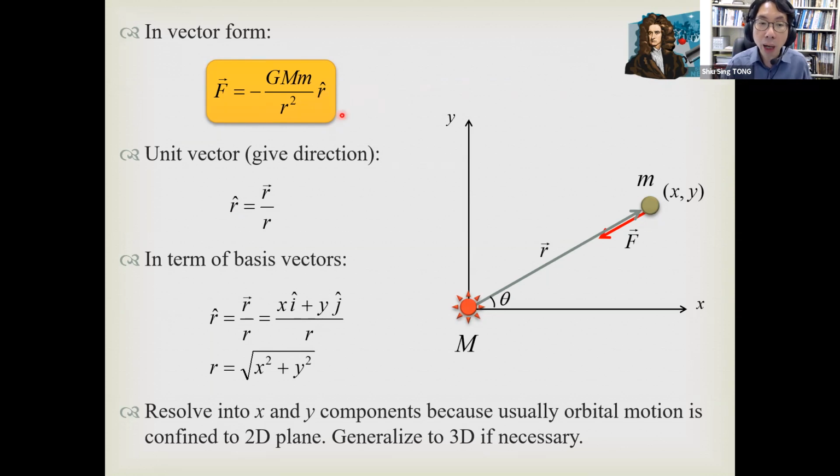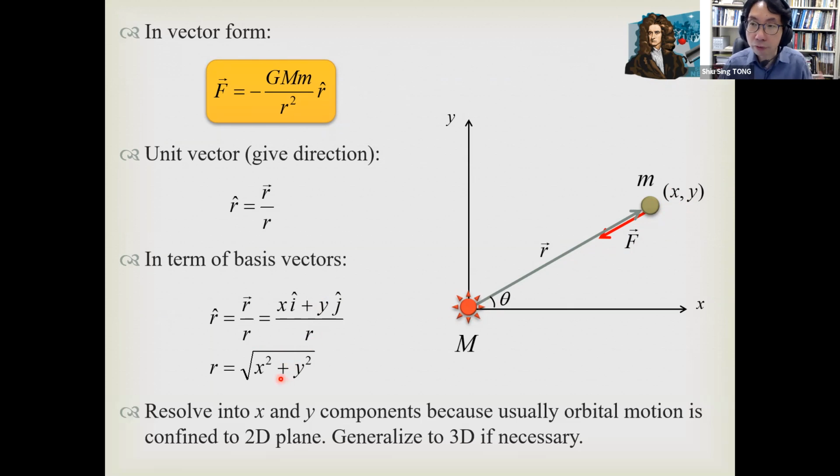Now, how do I write this unit vector in terms of the Cartesian components? Well, I know that the vector r itself is x i plus y j. This is the position vector in terms of the Cartesian basis, the unit vectors i and j, right? But how about r? Well, r is the square root of x squared plus y squared. The distance between the sun and the planet is simply, by Pythagoras' theorem, the square root of x squared plus y squared.